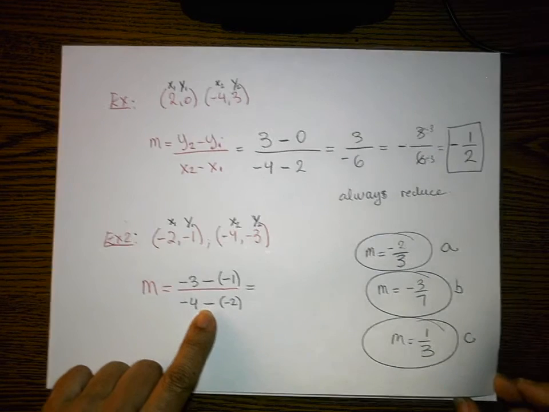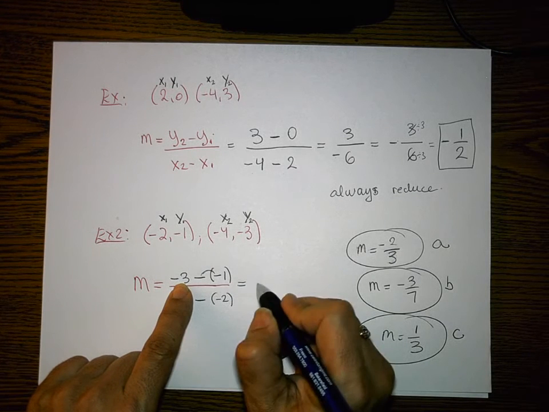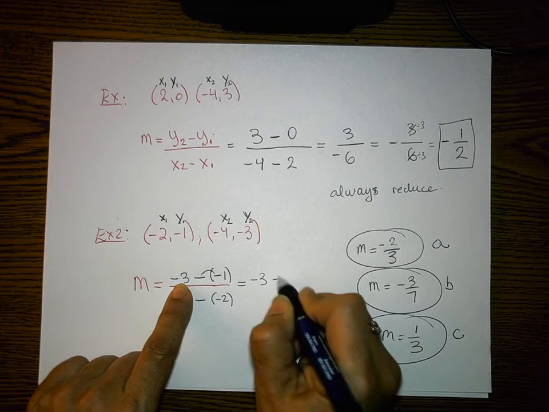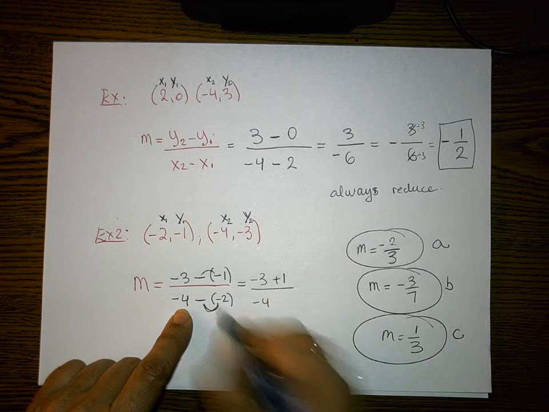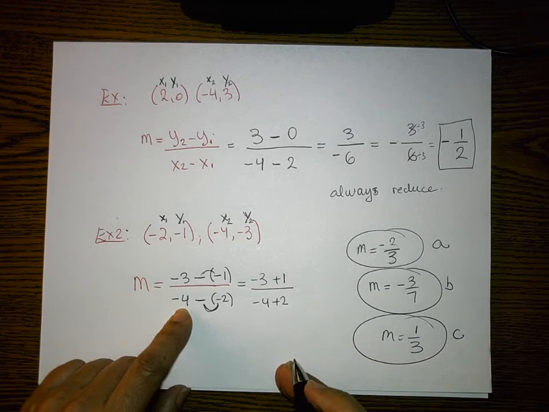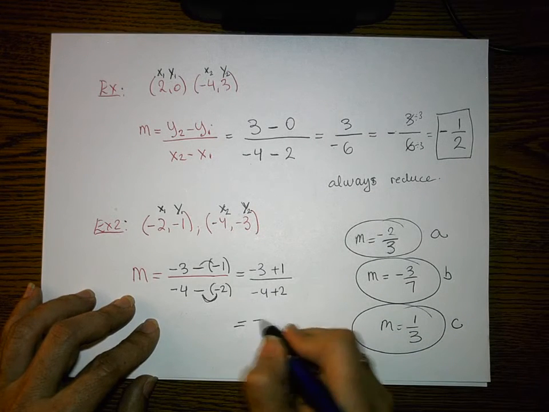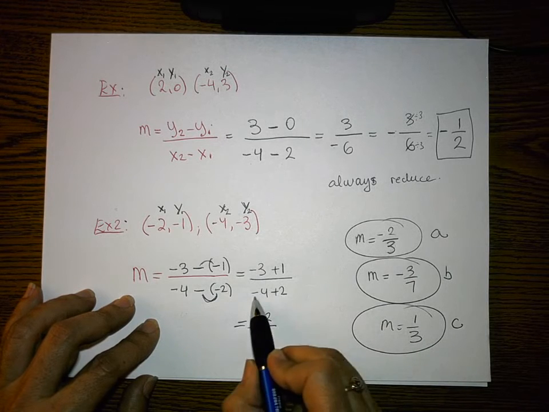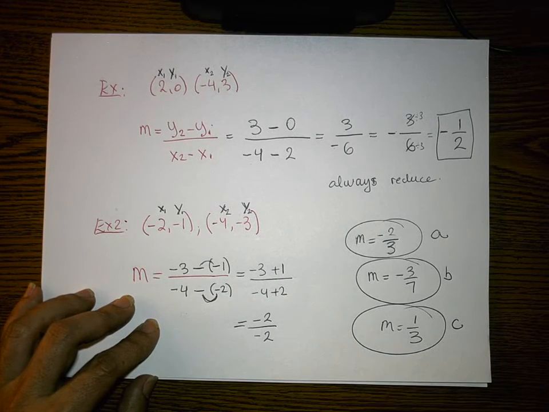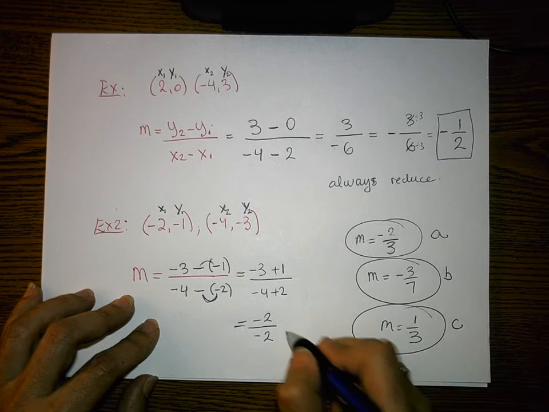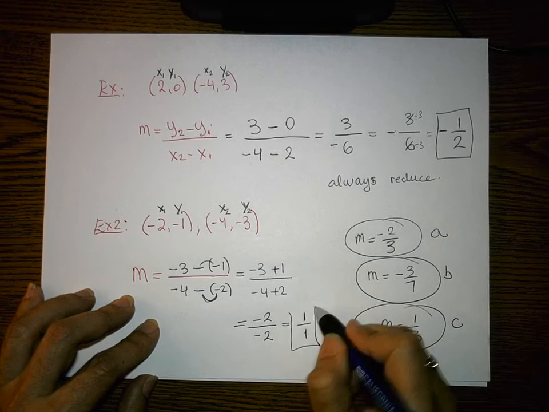All right. So negative 3, when you have a negative times a negative it becomes positive. So I have negative 3 plus a 1 all over negative 4, and negative times a negative becomes positive 2. Let's see what we get here. Negative 3 plus 1 is negative 2, all over negative 4 plus 2, which is negative 2. What is negative 2 divided by negative 2? A 1 over a 1, or just a 1. And your answers, none of them are right.